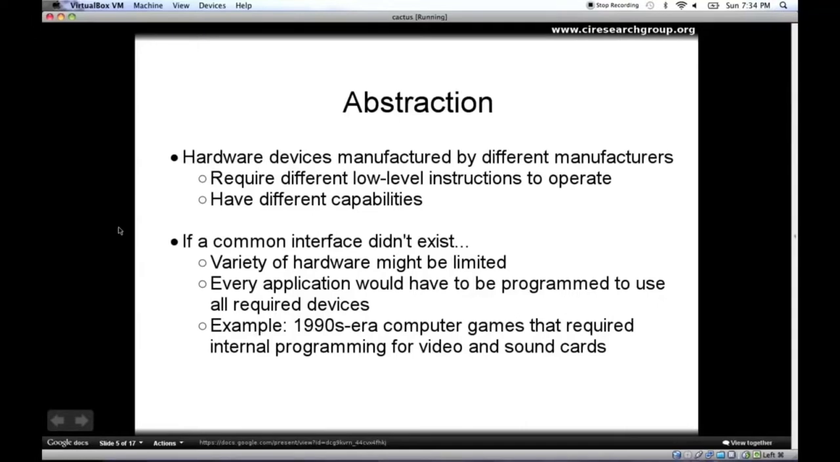If we didn't have a common interface into these hardware devices, first of all, our variety of hardware might be limited, but worse, every application on the system would have to be programmed to use every single device on the system. An example: back in the 1990s, computer games often required internal programming for specific video cards and specific sound cards. It was often necessary to go into the settings for each game and tell the game what type of video card you had, what type of sound card you had, for the purpose of configuring the game to use that particular hardware. Imagine if that had to be done for every single application on the system, including, say, a calculator or a web browser. That would be a very untenable situation in terms of being able to make use of computers the way we use them today.